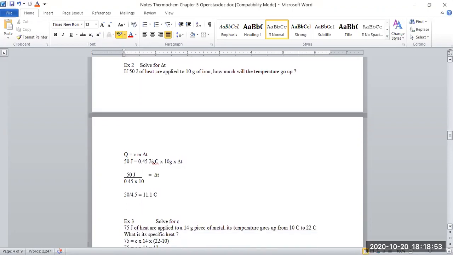So put all my pieces in. Q is 50. My C, this is the one I looked up, is 0.45. I have a 10-gram piece. Delta T is my unknown. So I did my little algebraic rearrange here. I took the stuff that was multiplied together that I knew and brought it to the bottom over here on the other side. Finish my division, and I get 11.1 Celsius.